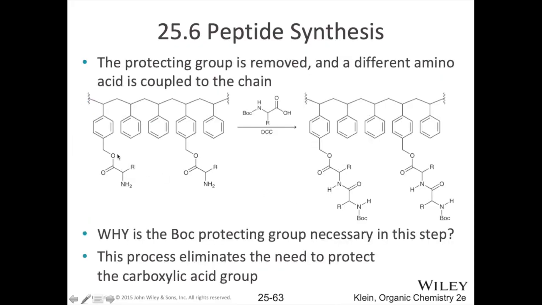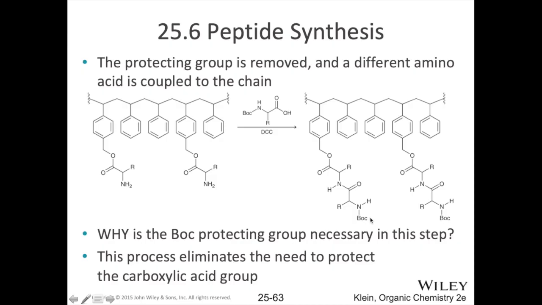Now we can deprotect those N termini. We can get rid of those Boc protecting groups using trifluoroacetic acid, and then we can bring in a Boc protected amino acid. So the next amino acid in our sequence, protected with that Boc protecting group, can then be coupled on using DCC. Notice that we've now grown our chain with that Boc protecting group. Now of course we can deprotect that Boc group and keep on going.